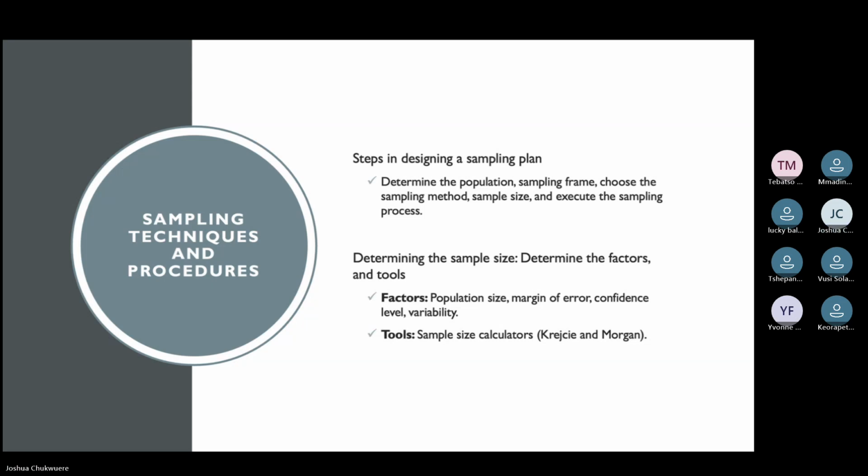Are we there? Yes. Okay. So when you want to determine your sample size, there are two things that should factor in. There are factors and there are tools. In that, you need to understand the population size, margin of error, confidence level, and the variability. And under your tools, you can use things like a calculator to work out, out of these 10,000 persons, how many do I really need that will help me to form overall generalization of your findings.